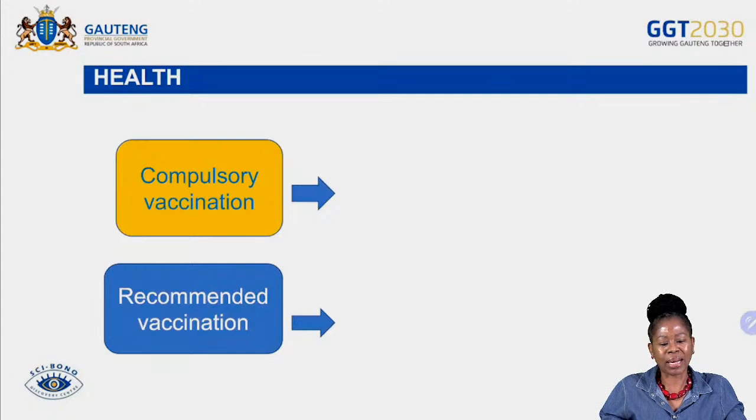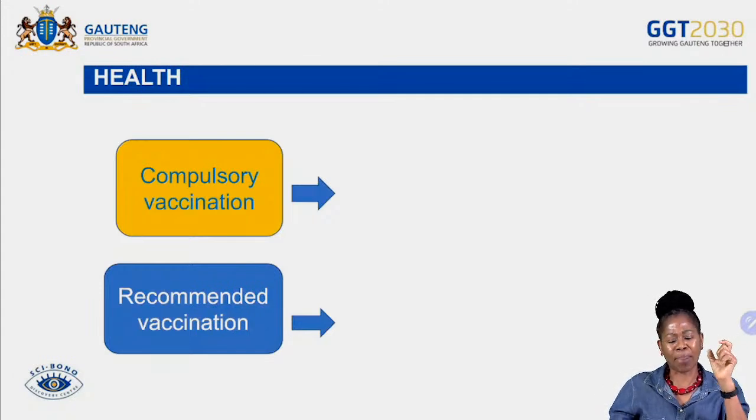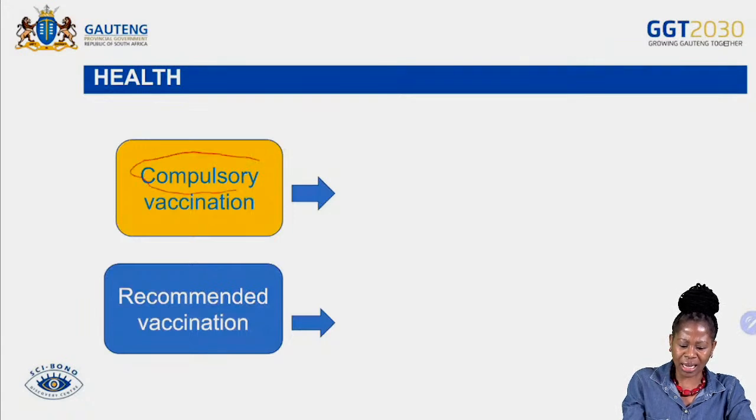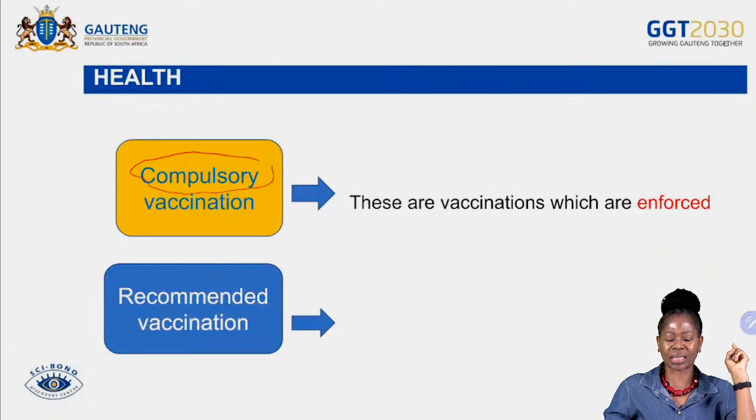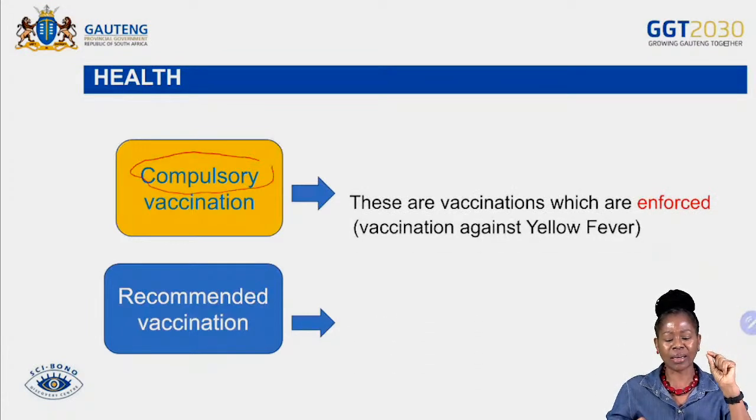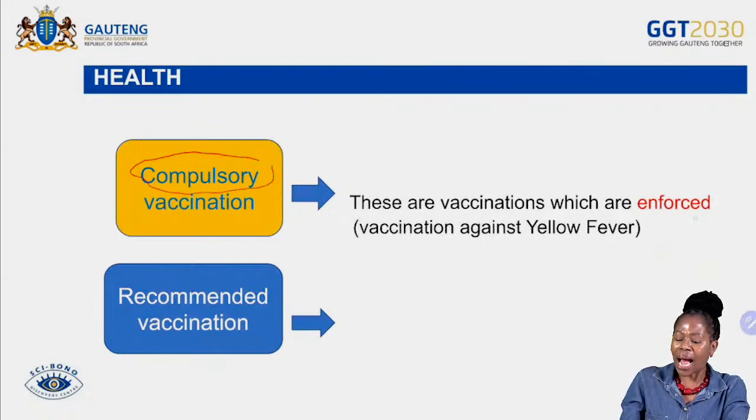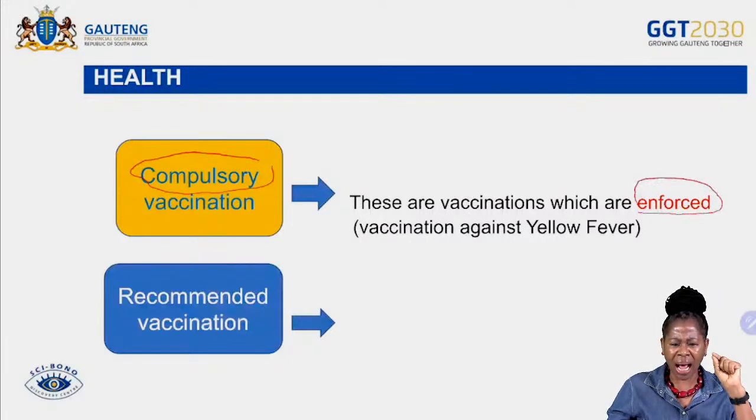Remember, I was talking about compulsory vaccination. The word compulsory. We are going to talk about compulsory vaccination. What is compulsory vaccination? I was saying you go to a travel clinic and you will get a vaccination there. But these vaccinations are categorized. Now I have the one that is called compulsory vaccination. And what is a compulsory vaccination? I say these are vaccinations which are enforced. You are compelled, or you are forced in another way, to take this type of vaccination.